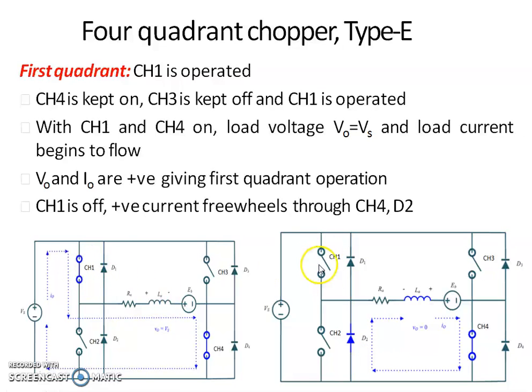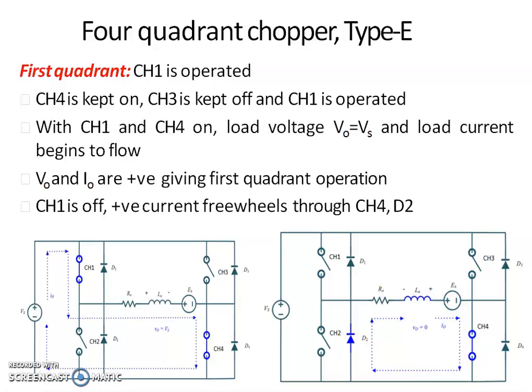When CH1 goes to its off condition, the polarity across the inductor reverses. Thus the diode D2 will become forward biased. CH4 is always in on condition. Then the current freewheels through the switch CH4 and diode D2. That is the first quadrant operation.